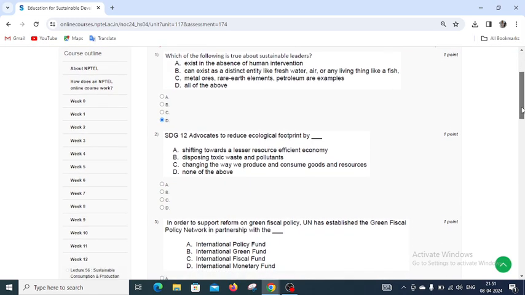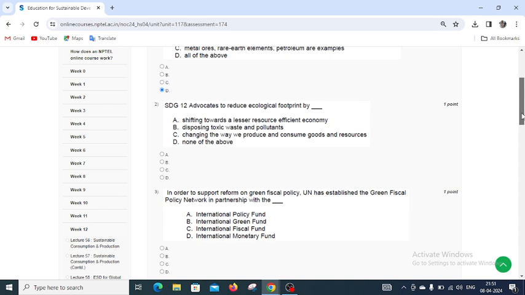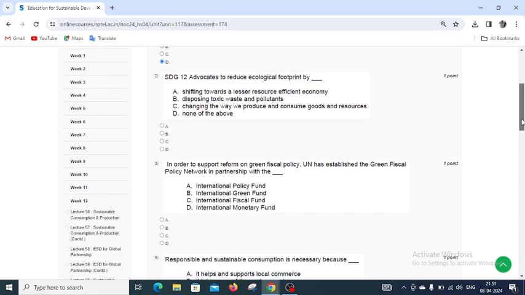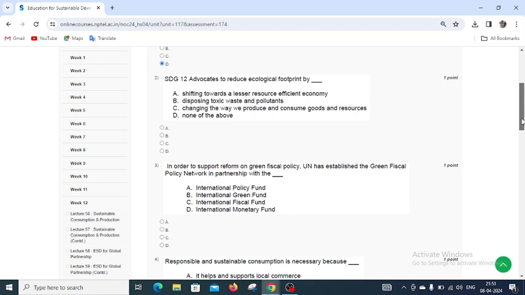Sustainable development goal 12 advocates to reduce ecological footprint by, we have four options: shifting towards a lesser resource efficient economy, disposing toxic waste and pollutants, changing the way we produce and consume goods and resources, and none of the above. And the right answer for question number two is changing the way we produce and consume goods and resources.